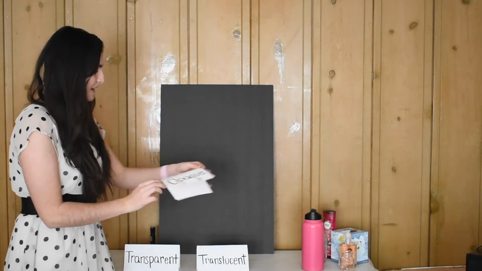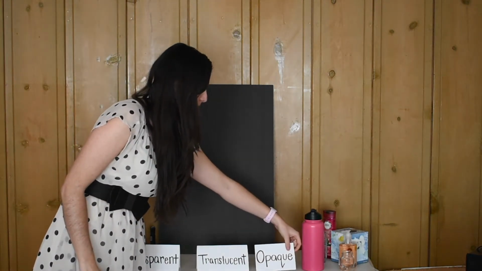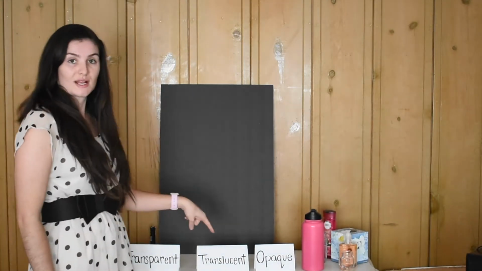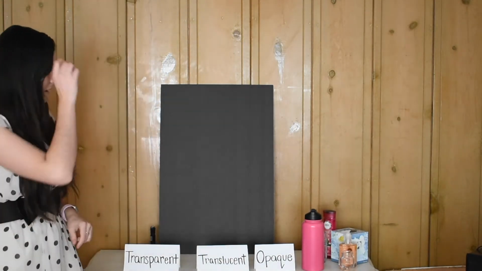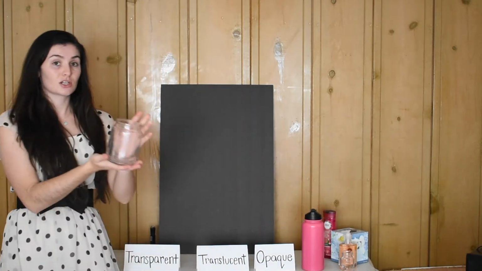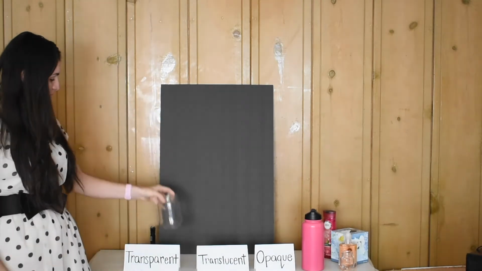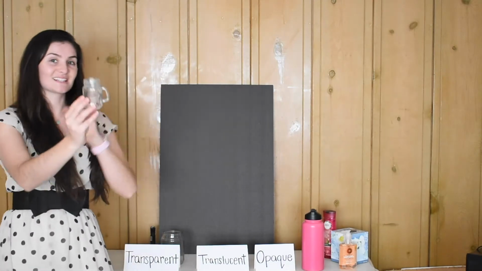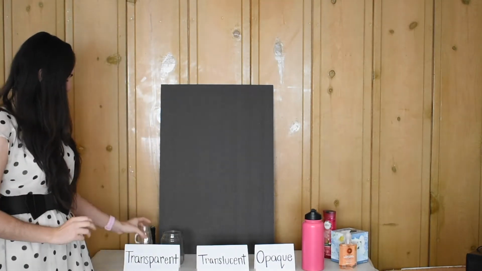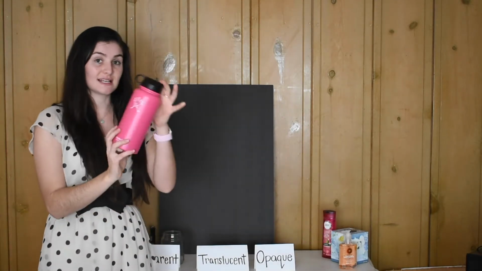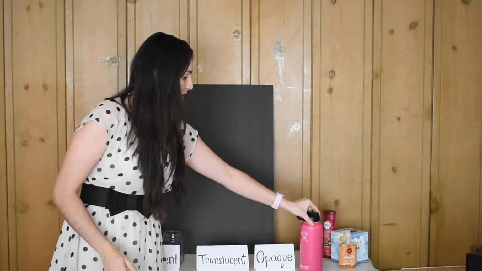All right. And you might have noticed that I do have several items up here next to me, and each of these items are either transparent, translucent, or opaque. So our first item is transparent. So this item right here, this jar, is transparent. Our other item over here that is transparent is this little tiny glass. This glass is also transparent. The next word we're going to be looking at is opaque. A great example of an opaque object is this water bottle right here. Our other opaque item over here is this tissue box.